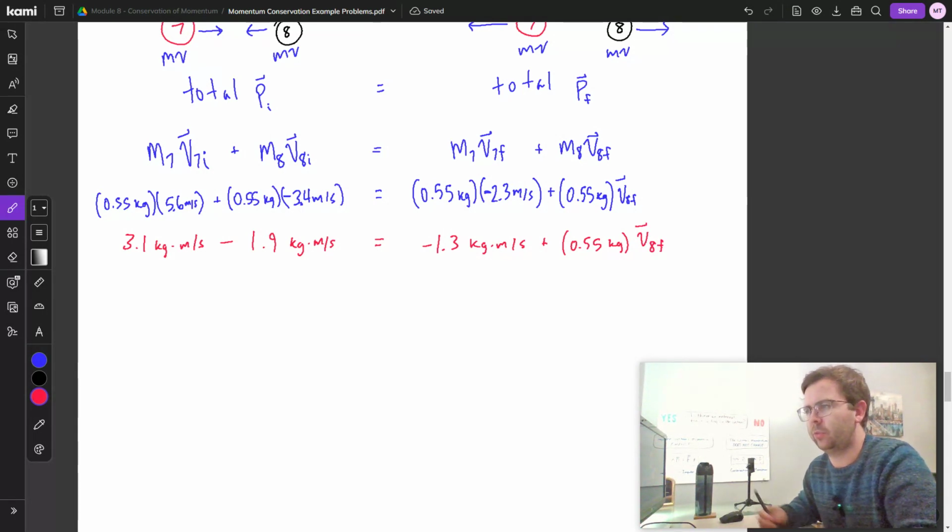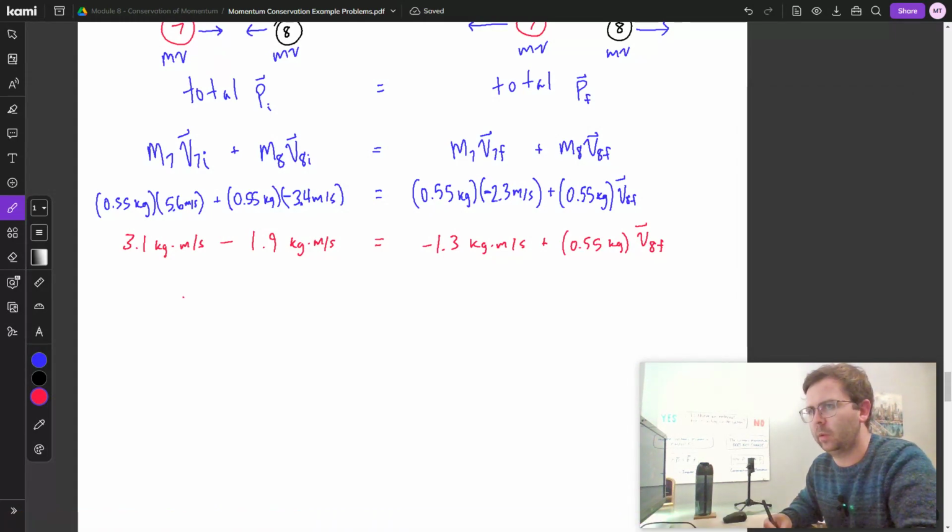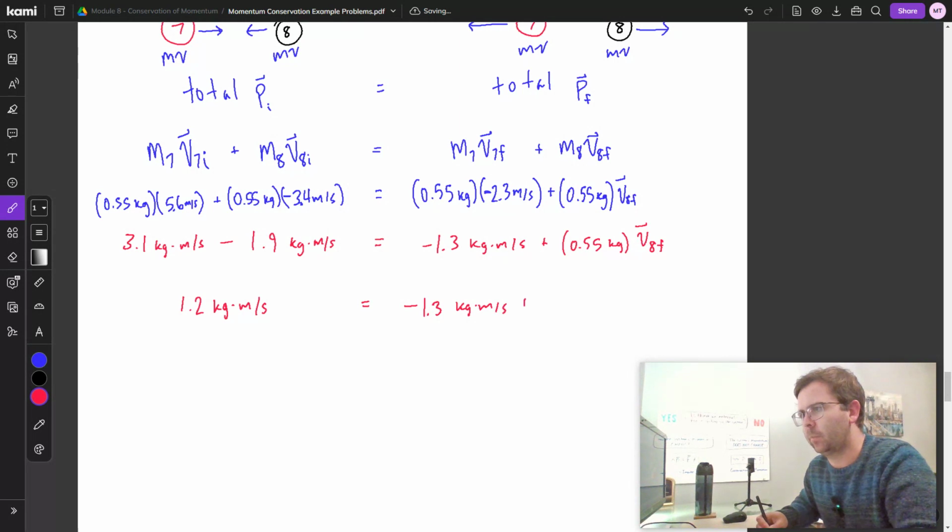All right, so now it's just a simple matter of adding and subtracting. So I'm going to start on the left here, 3.1 minus 1.9. It gives me 1.2 kilograms times meters per second. And that's equal to negative 1.3 plus 0.55 times the velocity.